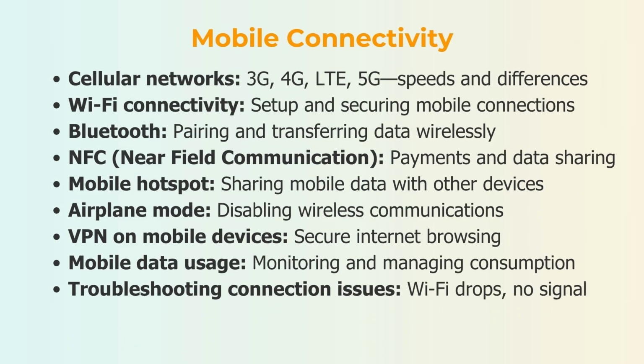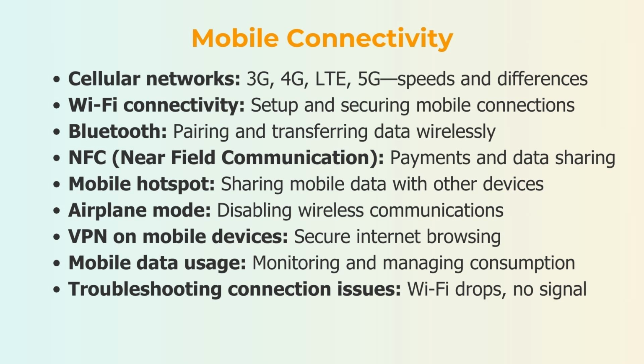Mobile devices rely on several types of connectivity to function properly. Cellular networks such as 3G, 4G, LTE, and 5G provide mobile data access, with each generation offering faster speeds and better reliability. Wi-Fi is another key method of connectivity for mobile devices, and it's important to know how to set up and secure Wi-Fi connections on mobile devices.